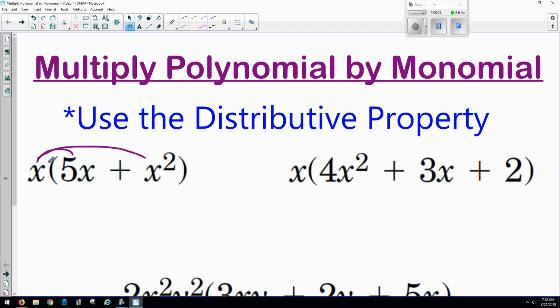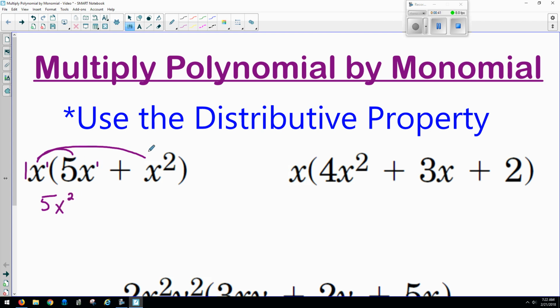So we have to remember the rules with multiplying variables. We're going to add the exponents. So we're going to multiply the coefficients. The coefficient of the term on the outside would just be 1. So 1 times 5 is 5. x times x, I'm adding the exponents. So that would give me x squared.